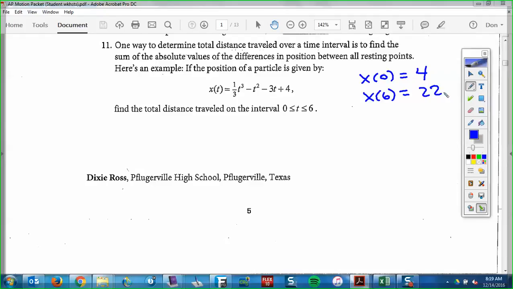So when it says the absolute value of all the resting points, you don't give 0 to 1 and 1 to 2. Well, no. Where do you get 1 and 2? But that's how it said. It said the resting points. What are the resting points? When it stopped, right? Now, if I start here at 4 and I go to 22, when do I stop?